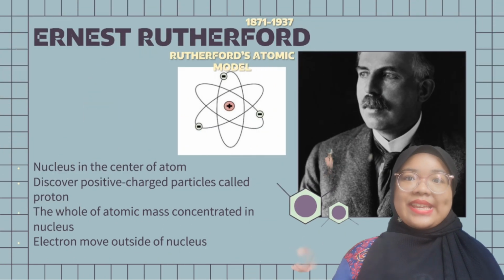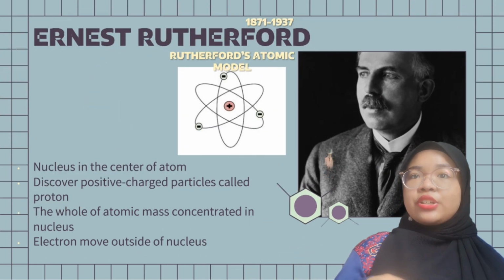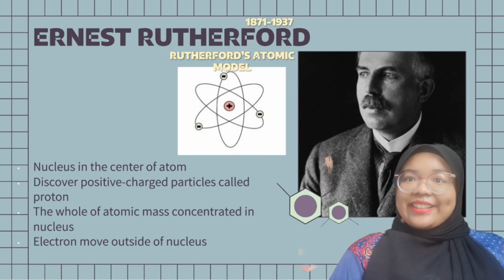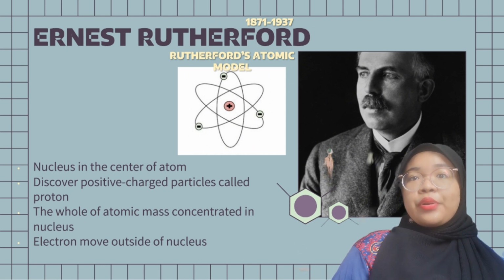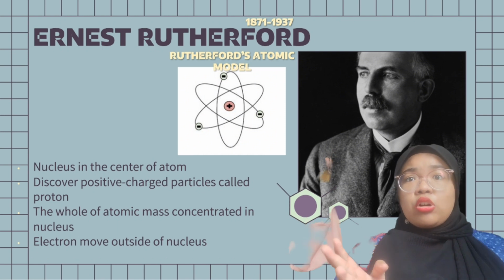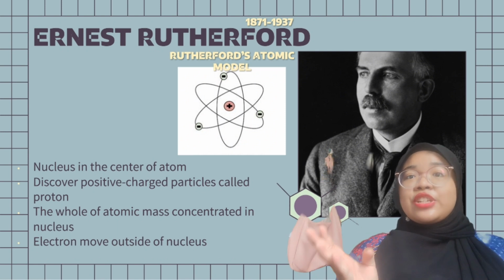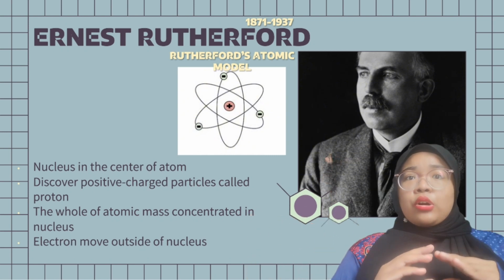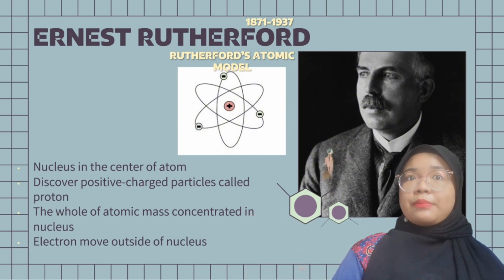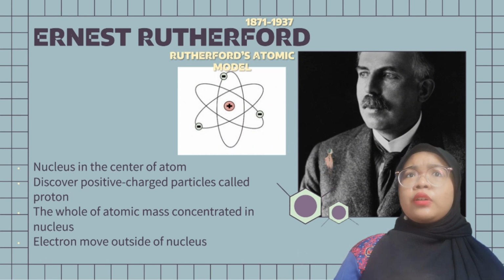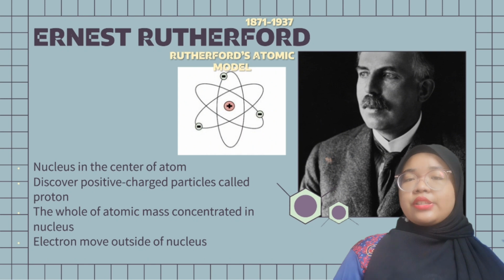So the next one is Ernest Rutherford. Ernest Rutherford's theory was used from 1871 until 1937. He found the nucleus in the center of an atom. He also discovered positively charged particles called protons. So the whole atomic mass is concentrated in the nucleus. And Ernest Rutherford also found that electrons move outside of the nucleus.